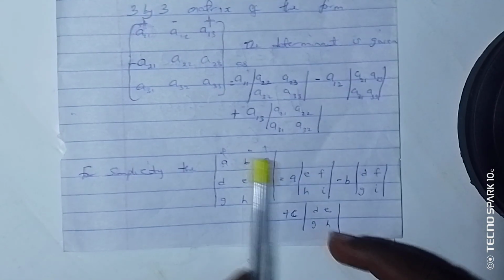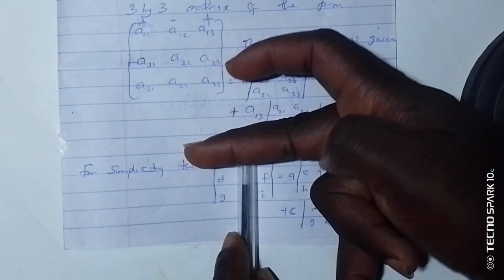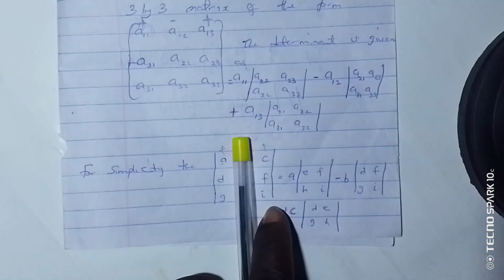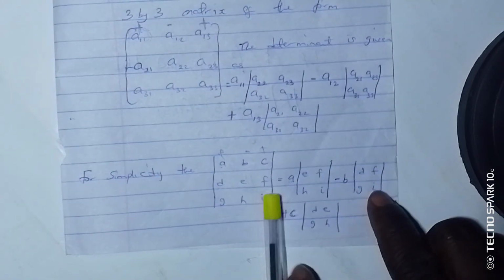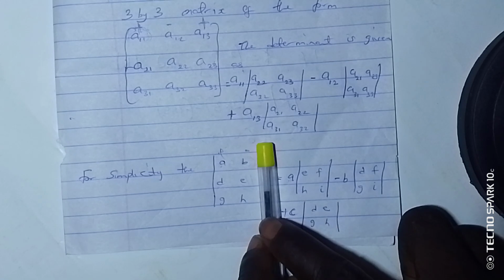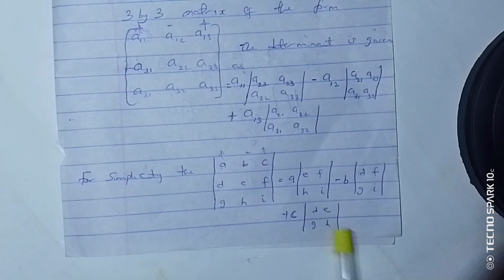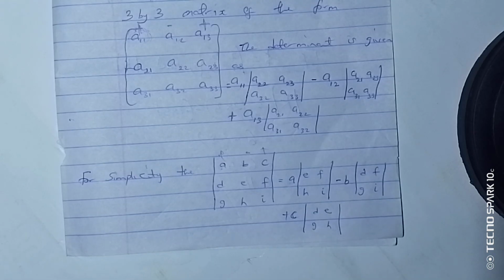Then B is minus, so I will have minus B. I cover the column and the row of B, and you see that all I am having is D, F, G, I. That's why I'm having D, F, G, I here. The same thing for the last part, which is plus C. I'll write plus C, and I'll cover the column and the row of C. I have D, E, G, H. So that's why we have this structure. Alright, so that's how it works for a 3 by 3 matrix.